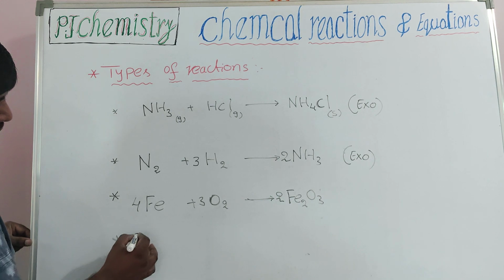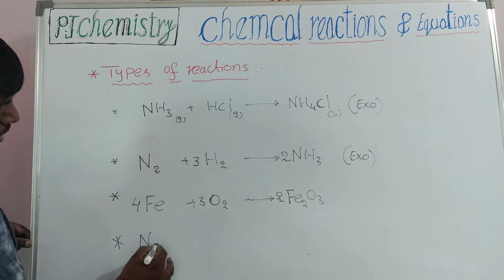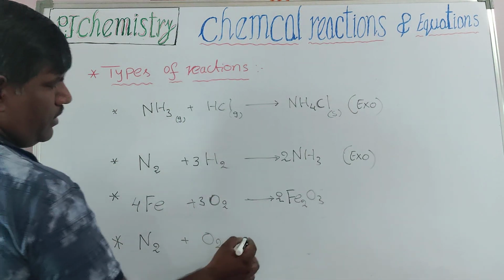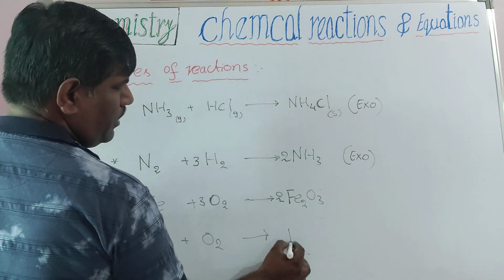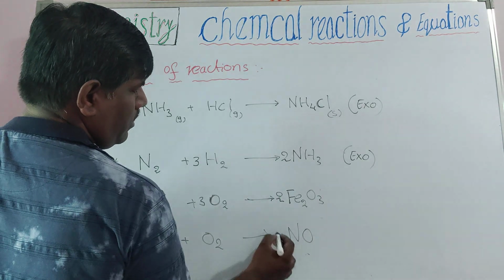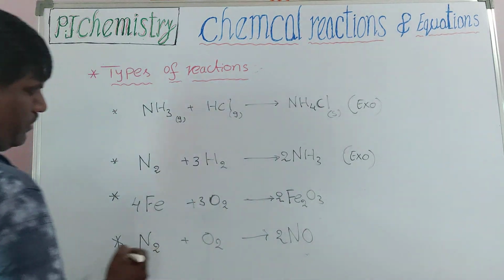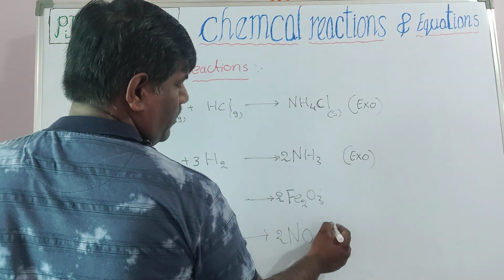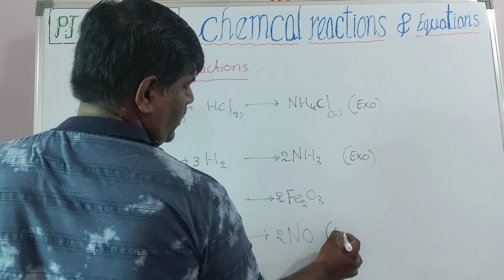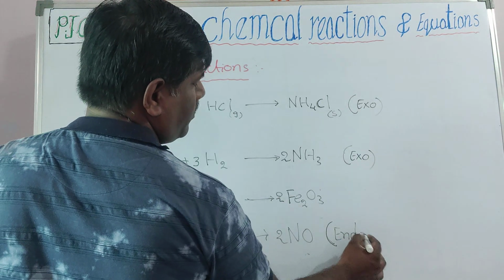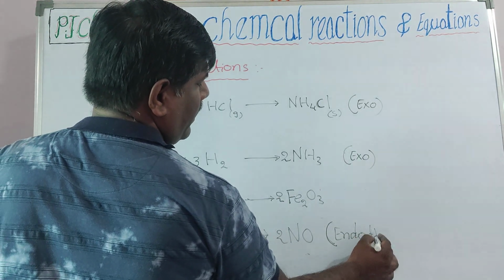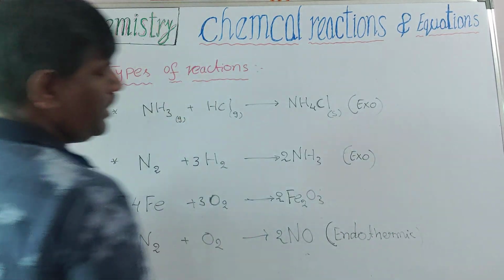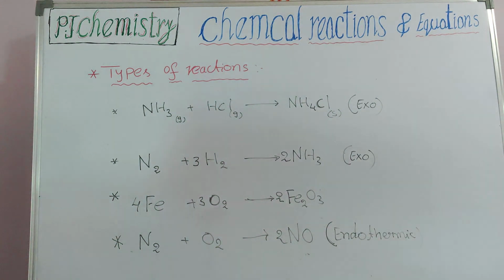Next, one more example. Nitrogen plus oxygen forms nitrogen oxide. It is an endothermic process. Now, for example, salt, exothermic we discussed. This is endothermic. It is a combination as well as an endothermic reaction.